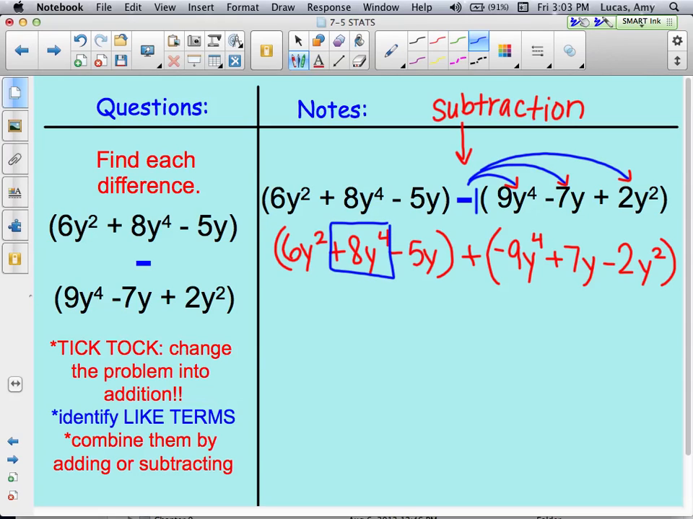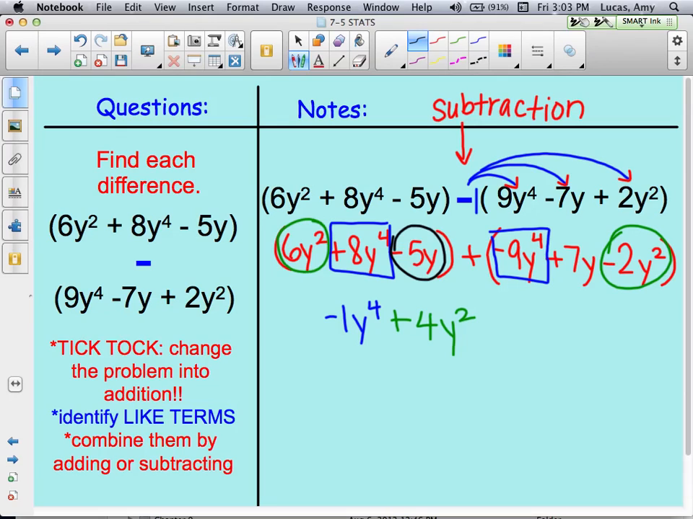So I'm starting with the variable y to the fourth. Now I have positive 8y to the fourth plus negative 9y to the fourth. So that would be negative 1y to the fourth. Next, 6y to the second plus negative 2y to the second. 6 plus negative 2 is 4, so 4y to the second. And last, negative 5y plus 7y would be positive 2y. So this is my solution.